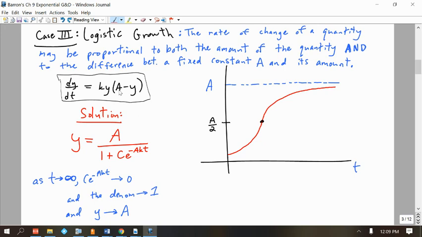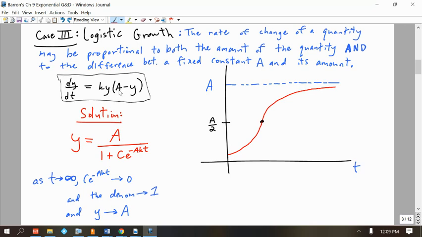Another example, a rumor or fad or new religious cult, often spreads through a population P, according to the formula that you see there in red, okay? Where y is the number of people who have heard the rumor, acquired the fad, or converted to the cult, and A minus y is the number who have not. So a rumor or a fad or a disease, right?